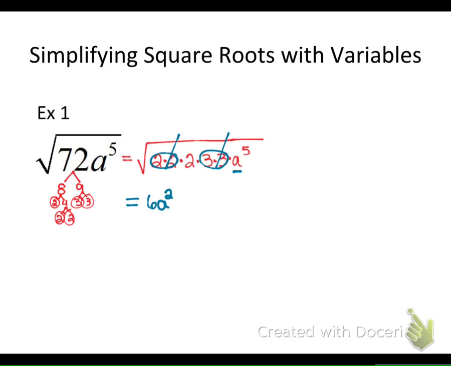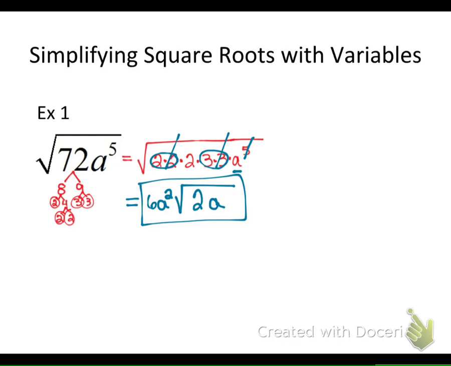Okay? He's all kinds of confused. I'm going to show you what that's going to look like, what that means. So that. Then what do I have left on the inside? 2 and A. Remember, anytime you have an odd exponent, you'll have that one variable on the inside and box it.